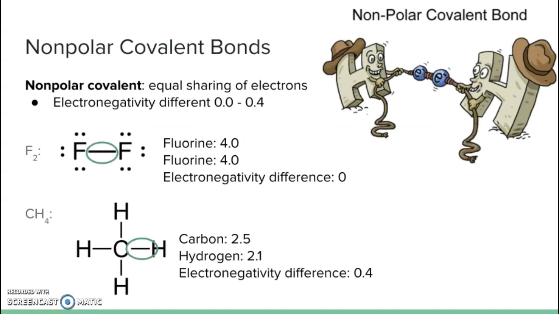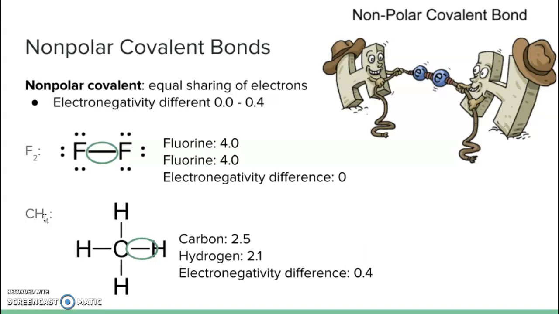They are equally sharing electrons, all right? And I have an electronegativity difference of 0 to 0.4. So let's look at this example here with F2. If I have two fluorines and I'm looking at the bond between fluorines, this element here has an electronegativity of 4. This element here has an electronegativity of 4. So when I subtract the two, I have a difference of 0. So that's going to fall under nonpolar covalent, okay?